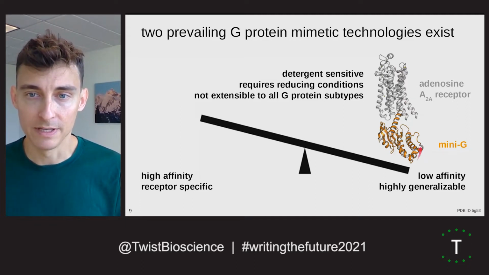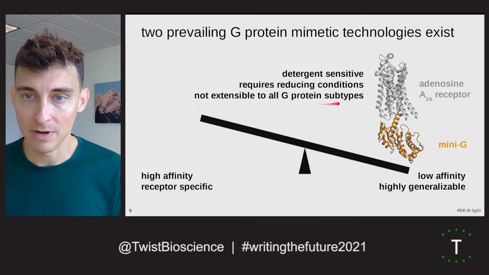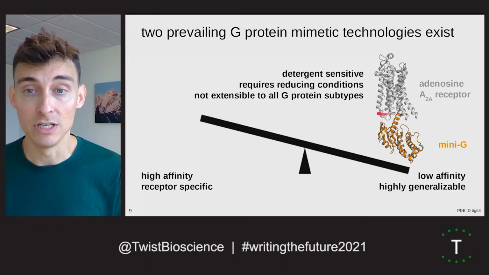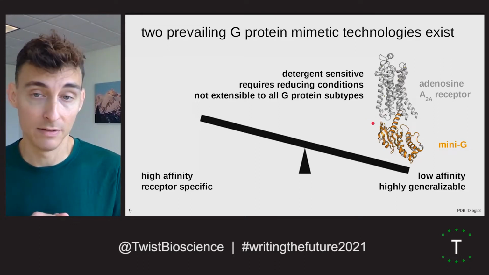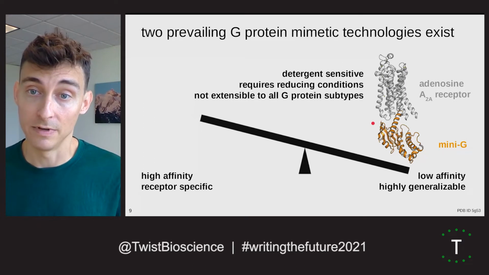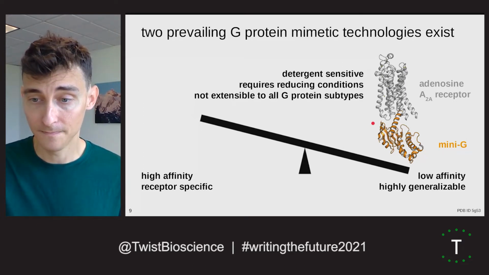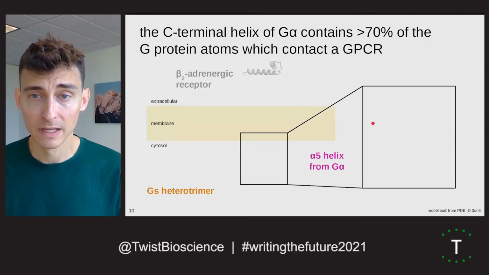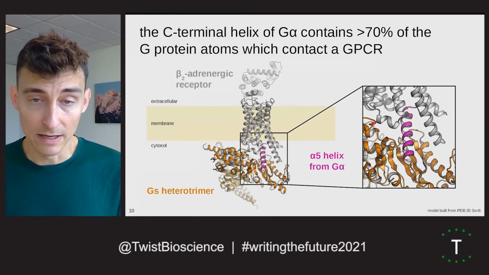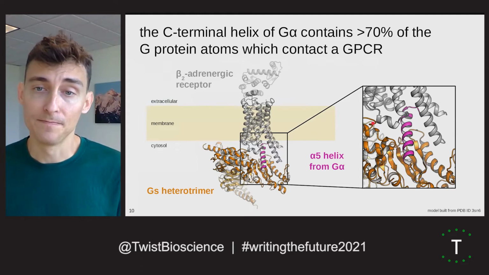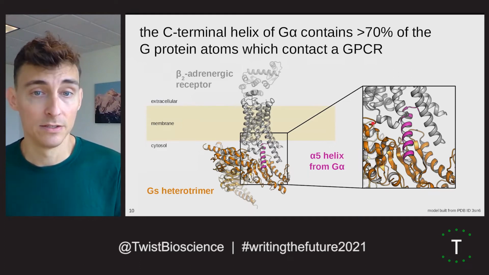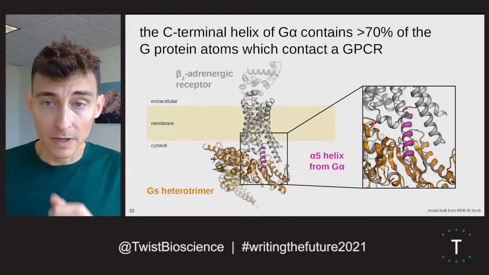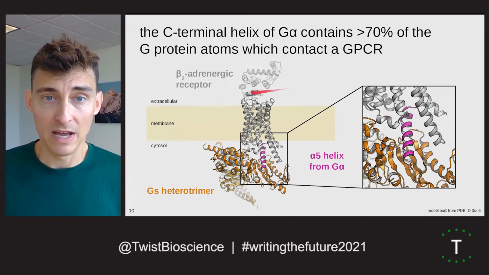Importantly, the mini-G concept is not extensible to all G protein subtypes. So it's not possible to create a mini-G for all the different types of GS. And so therefore, we can't make a mimetic in this way for all types of human GPCRs. So we really want to make an ideal G protein mimetic that's widely extensible. And so we think we can learn a lesson from mini-G and then apply de novo protein design to really create an ideal one.